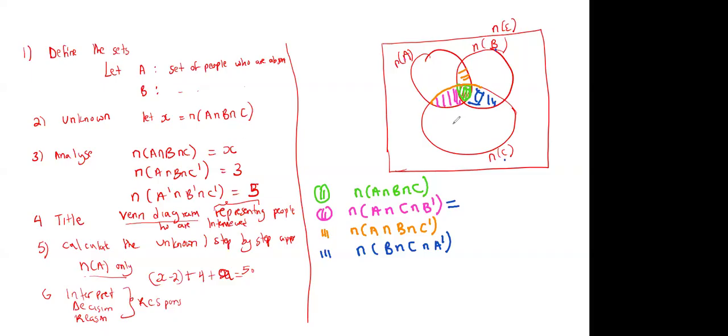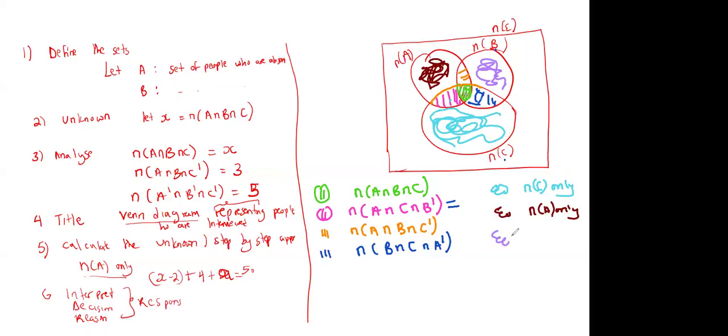Then we have another region. This region here is what we call C only. So when we tell you C only, it means only this part, because this one and this one contain B and A. Then this one here is what we call A only. So you need to know where A only is. Then the other region, this region here, is what we call B only.